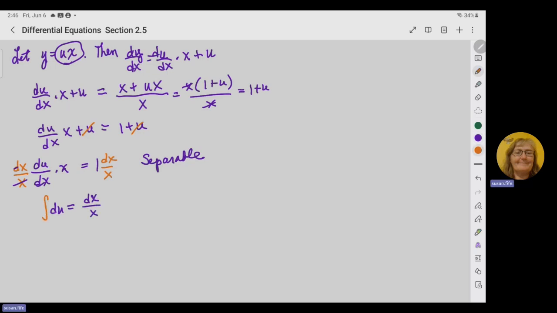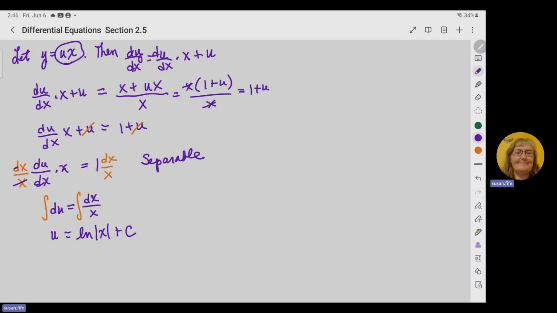We can solve this by integrating. On the left side, when you integrate 1 with respect to u, you get u. I'm going to put my constant of integration on the right side, which when you integrate 1 over x with respect to x, you get the natural log of x, and then plus c.